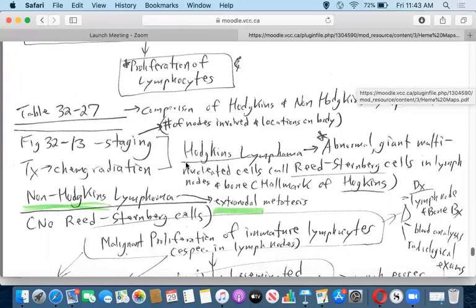Obviously, treatment success depends on which one you have and how early you catch it, or detect it, and chemo and radiation. And in some cases, if it's really localized, maybe surgery, maybe surgical removal of some of the lymph nodes.